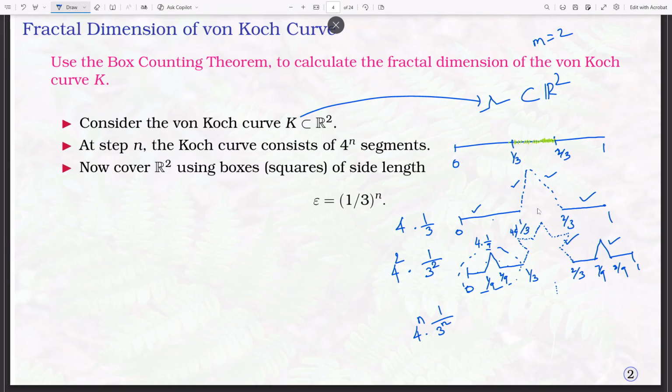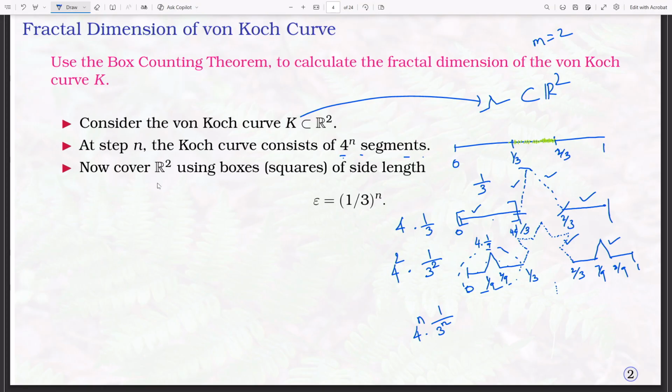Now, as n tends to infinity, one can get the von Koch curve. So, in each iteration the von Koch curve consists of 4 power n line segments. Therefore, to cover these line segments after the first iteration, you can use this box, this box and this box. We need 4 boxes of side length 1 by 3.